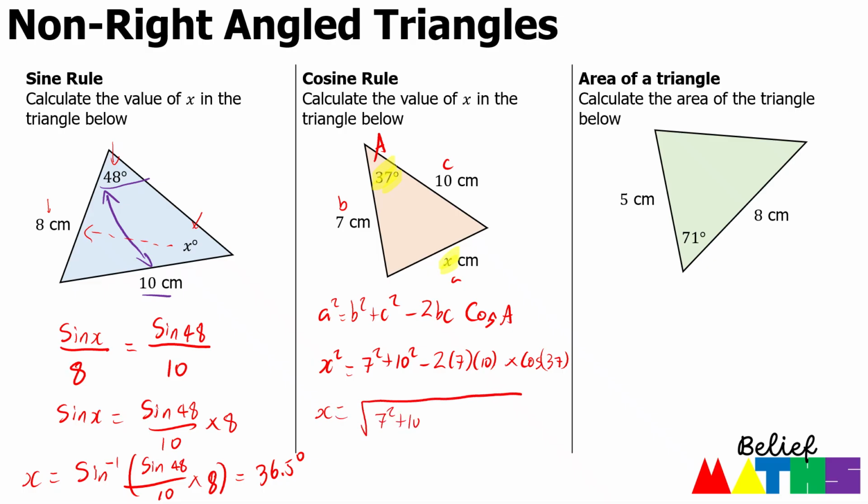7 squared plus 10 squared minus 2 times 7 times 10 times the cosine of 37. X equals, and again, put all that into your calculator in one go. So 7 squared plus 10 squared minus 2 times 7 times 10 times the cosine of 37 degrees.